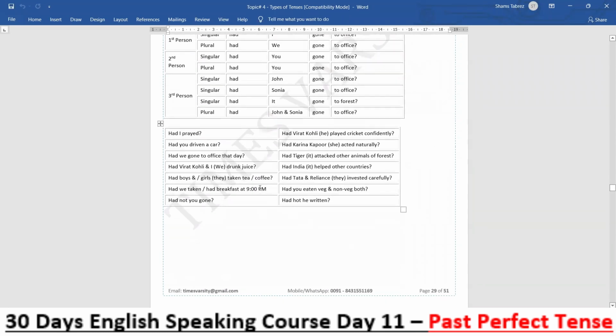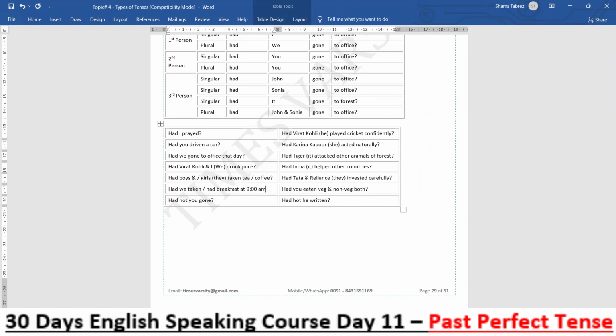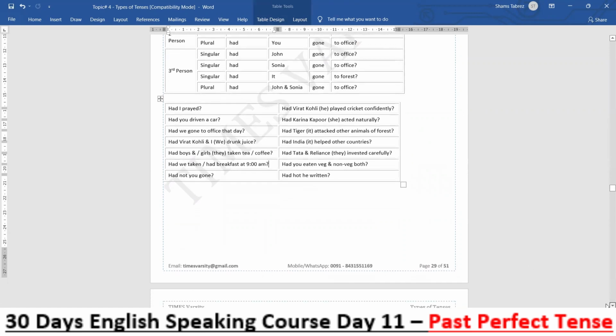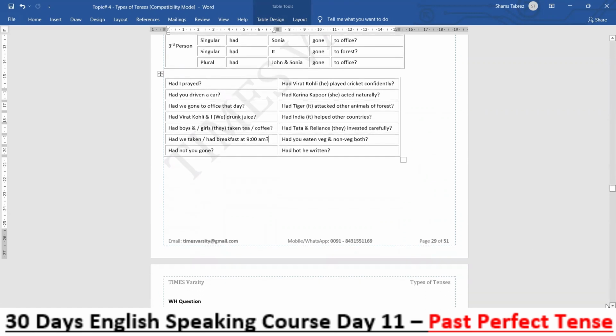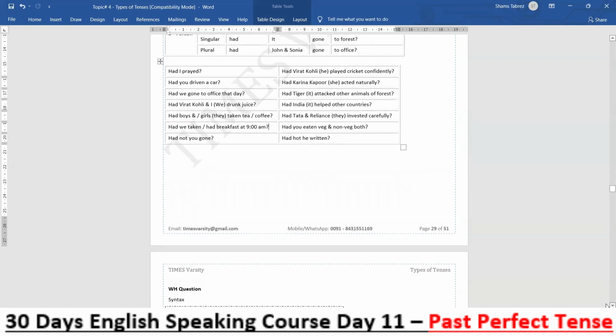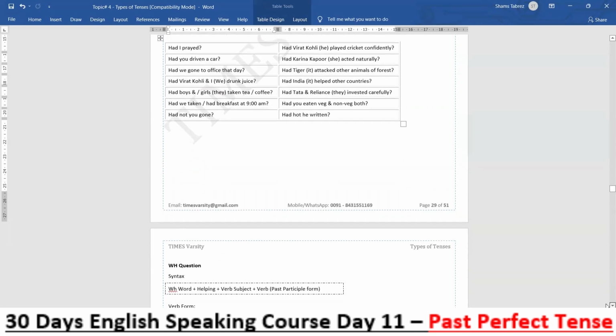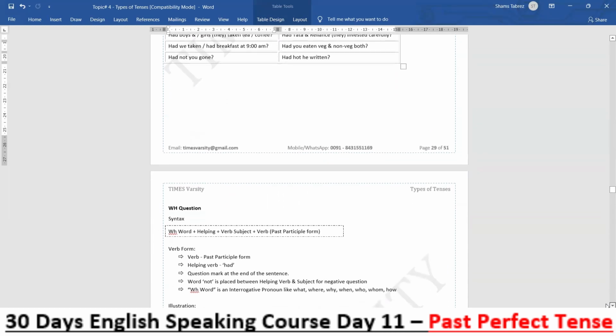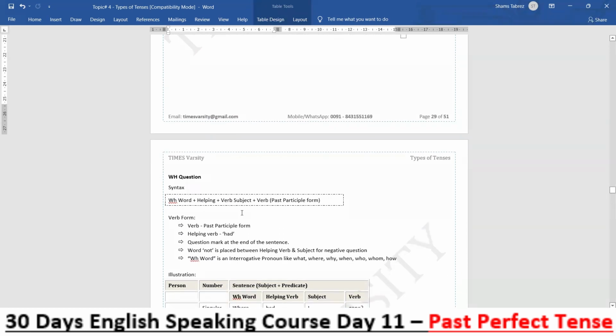Breakfast at AM, it is not PM, it is AM. So it's a question mark. We should use the correct punctuation. We need to make sure we put a full stop for affirmative and negative sentences, and a question mark for simple questions and WH questions, and an exclamation sign for exclamatory sentences.